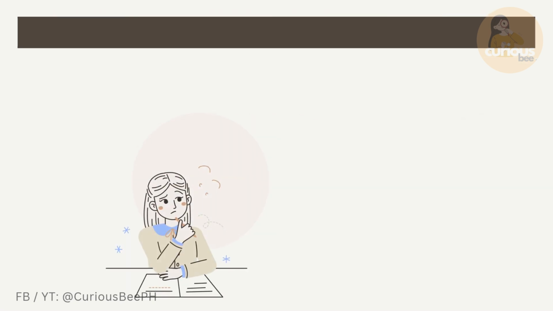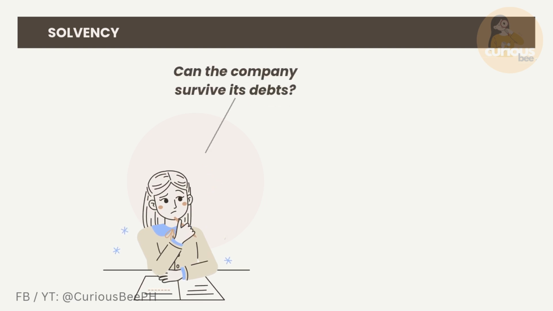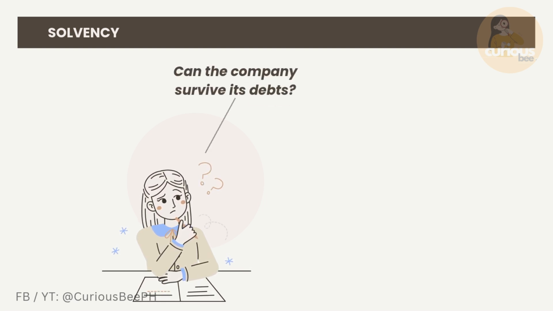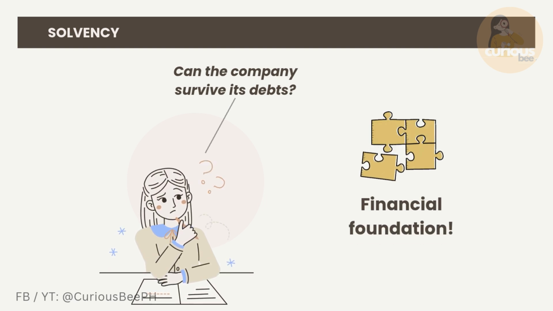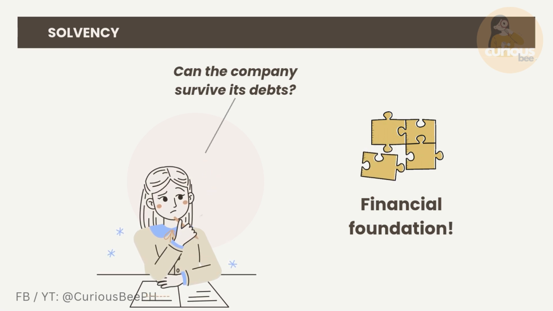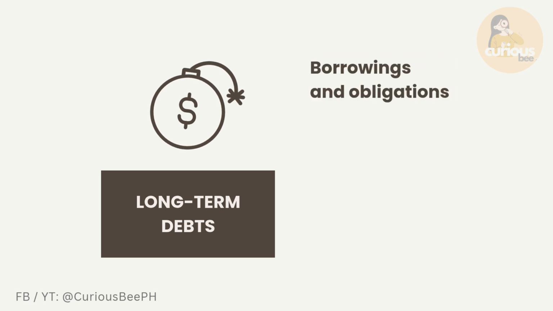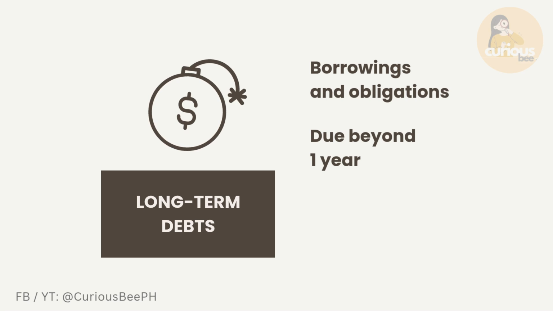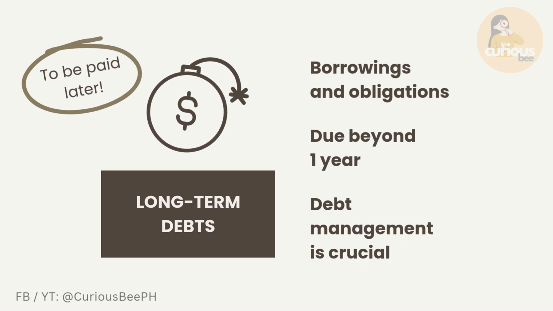Now let's move to another balance sheet angle called solvency. This answers the question, can it survive its debts? These are ratios that will look into the overall debt level of the company to see if it has a healthy financial foundation or if it is too dependent on debt. But first, let's review what long-term debts are. Long-term debts are borrowings and obligations of the company that are due in the next year and beyond. They are debts that will be paid later, therefore, debt management is crucial.